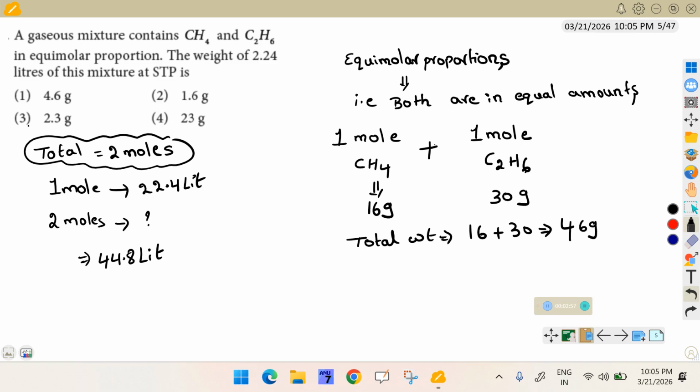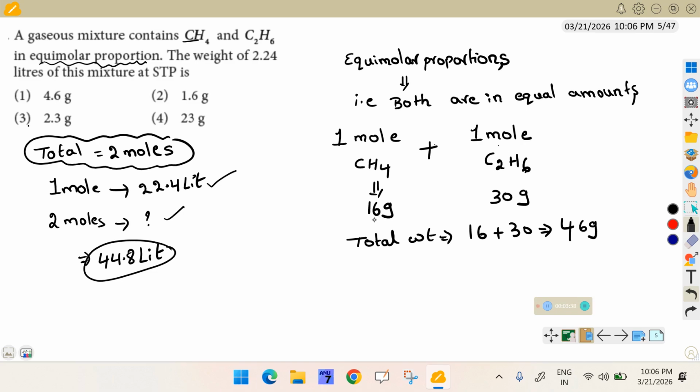The next question. A gaseous mixture contains CH4 and C2H6 in equimolar proportions. The weight of 2.24 liters of this mixture at STP is? Equimolar proportions means both are in equal amounts. You can take 1 mole of CH4 and 1 mole of C2H6. Total number of moles is 2 moles. 1 mole of any gas occupies 22.4 liters. 2 moles occupy 44.8 liters.